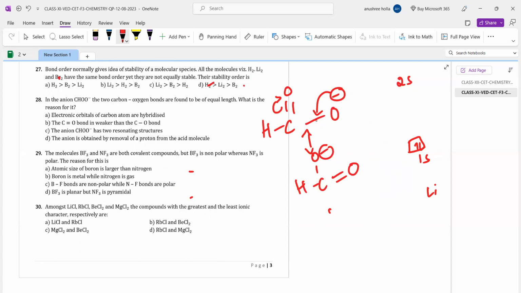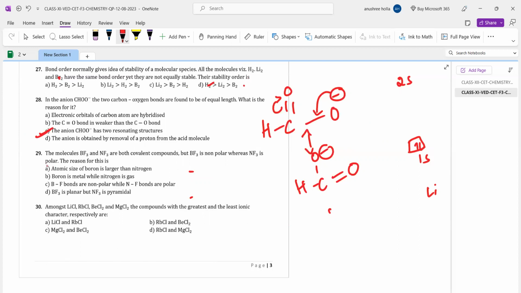So that's why both of these carbon-oxygen bond lengths would be equal, right? They're neither single nor double bond. They're kind of intermediate and kind of equal. So the reason for this is delocalization of the electrons, and the concept is called resonance. It has two resonating structures. So we can say option C should be our answer.